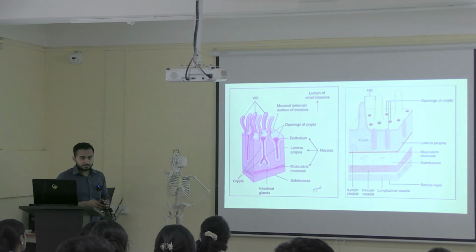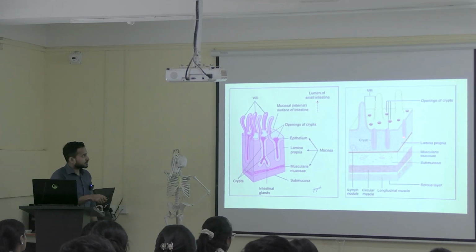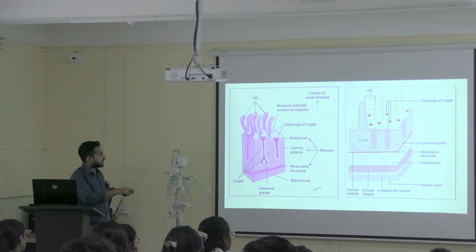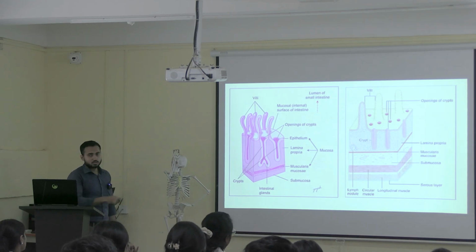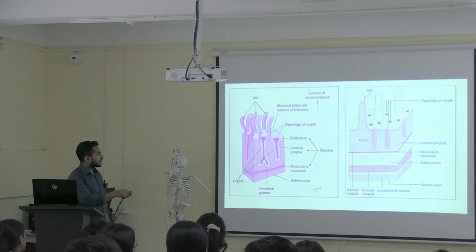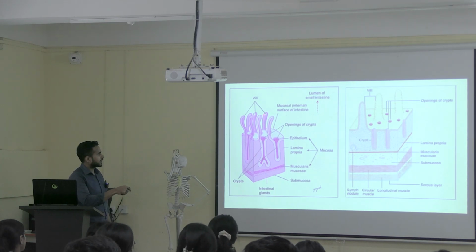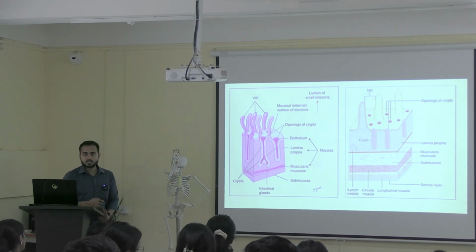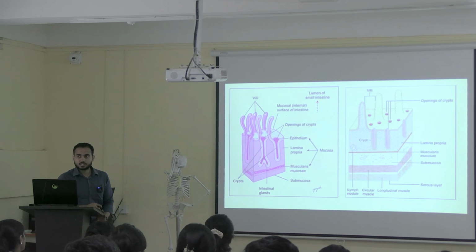Now in this diagram, okay, there are 2 diagrams. Now in this diagram you can see this is the interior of the small intestine, where this is the lumen of the small intestine. Okay, now from this lumen you can see the finger like structures are projecting. These are called as villi. Okay, these are called as villi.